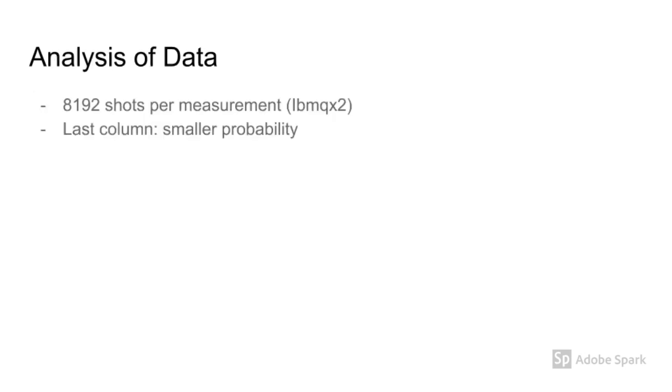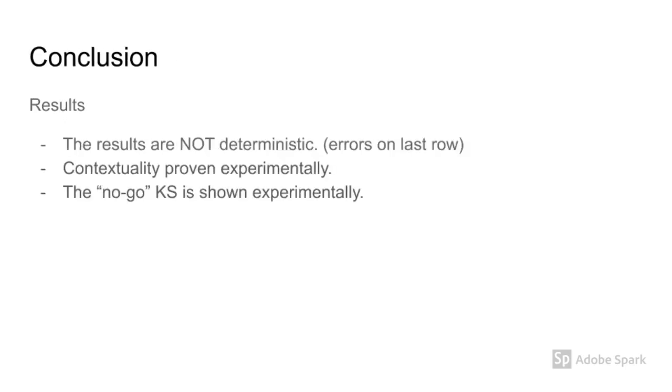We have used the maximum number of shots allowed by the IBM QX2 machine in order to get more accurate results. Consistent with the Kochen-Specker theorem, the probability result we got for the last cell was less than the others. As can be seen from the histograms, the results for the last cell are not deterministic.